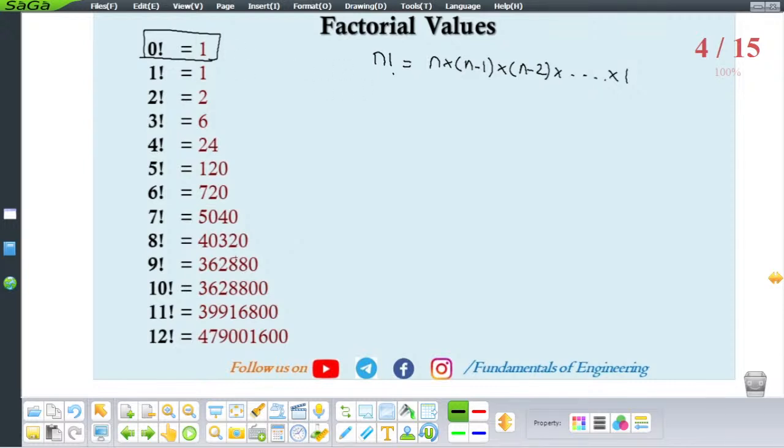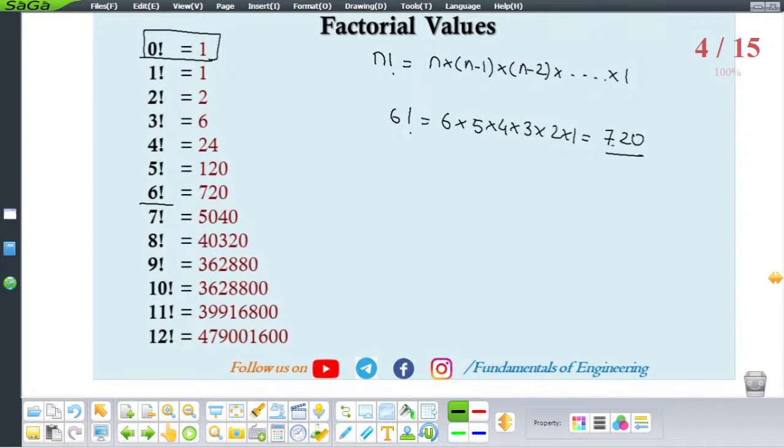Why have I given these factorial values? Take an example: if you want to take 6 factorial, by using the formula, how are we getting it? 6, then n minus 1, that is 6 minus 1, that is 5, then 4, 3, 2, 1, and then we have to multiply and get the answer. But if you directly know the answers, then whatever question you get in your exam, you can click the answer directly. So you will save your time.